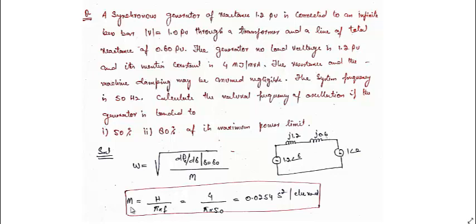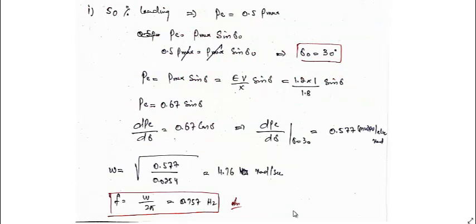So first we'll calculate M is equal to H by pi F, that is in per unit. H is a value of 4, pi into 50, it comes out to be 0.0254 seconds square per electrical radians. I hope you understood this. Actually it should have been megawatt per unit, because this is in per unit value. Megawatt per unit second square per electrical radians. So this is M.